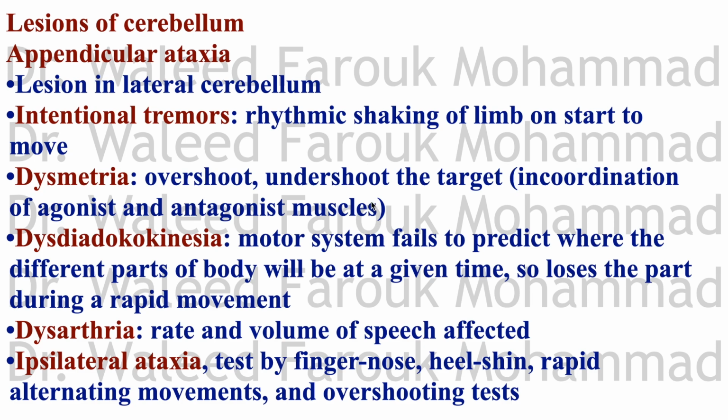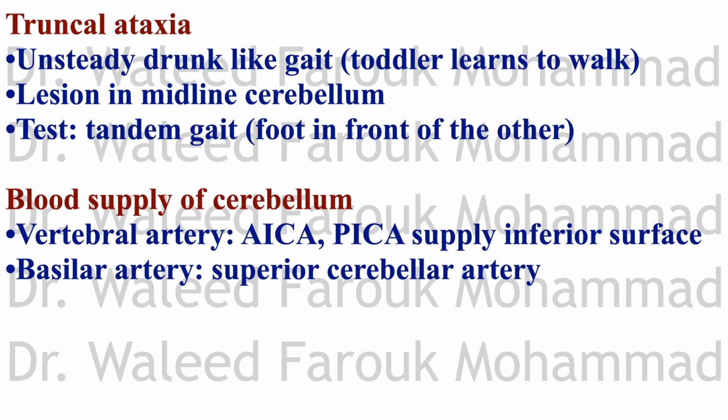So these are some of the lesions of the cerebellum, in addition to truncal ataxia, which is an unsteady, drunk-like gait, like a toddler learning to walk, for example. It involves a lesion in the midline cerebellum, and is tested by tandem gait, placing one foot in front of the other. This is the test done by the police to detect drunk drivers or driving under the influence.